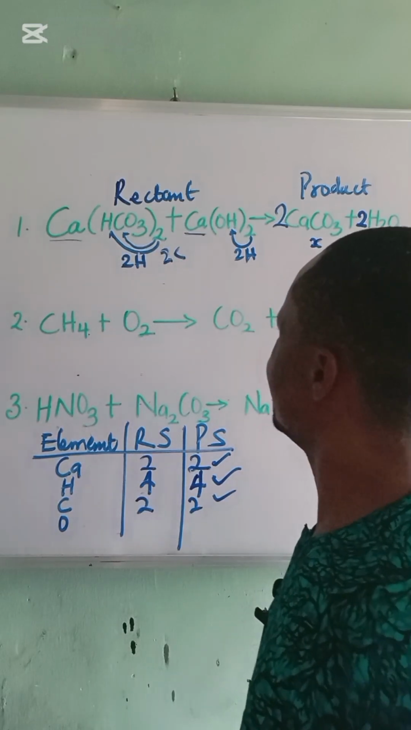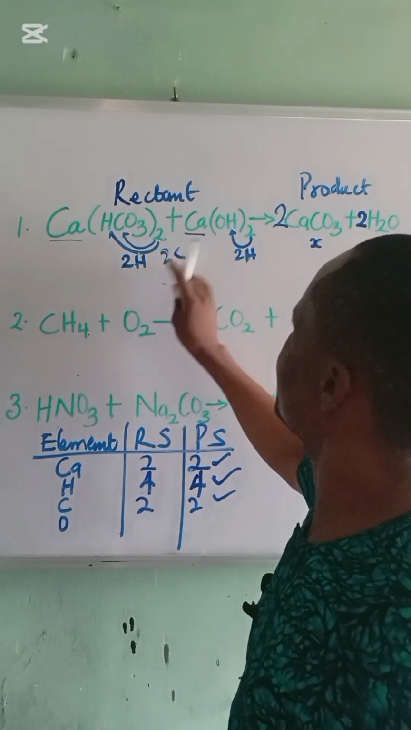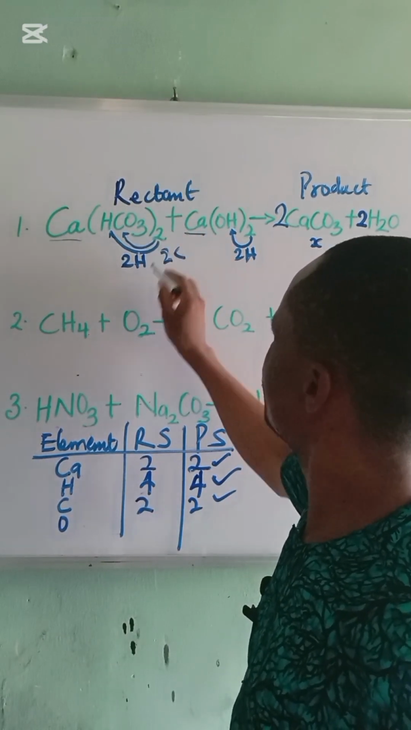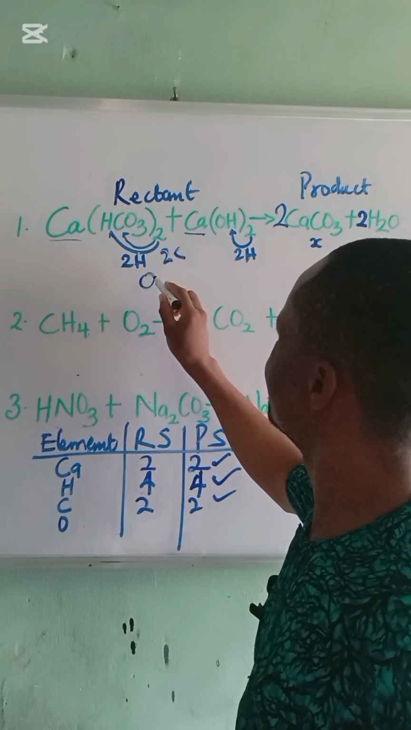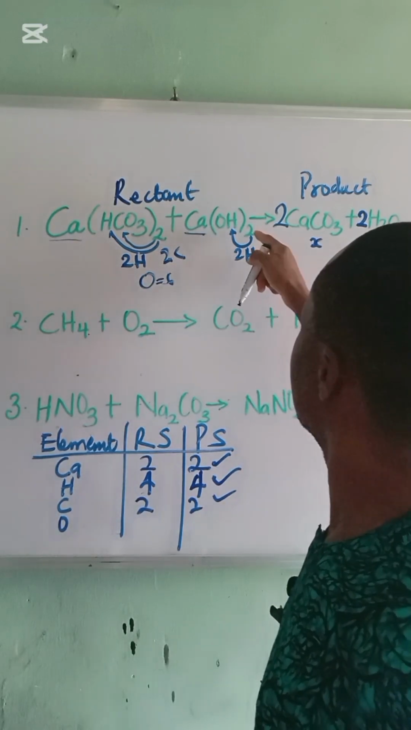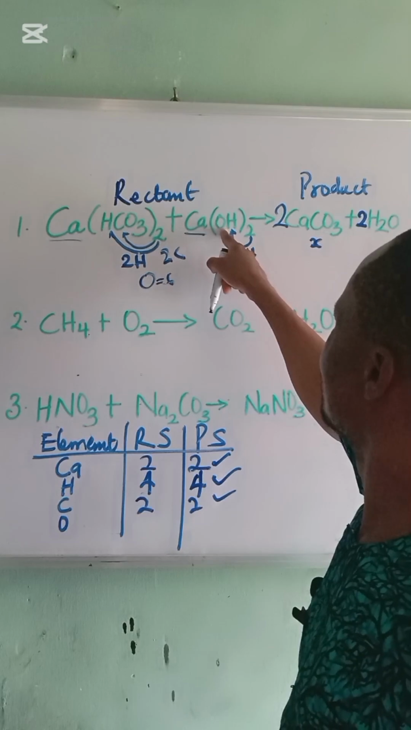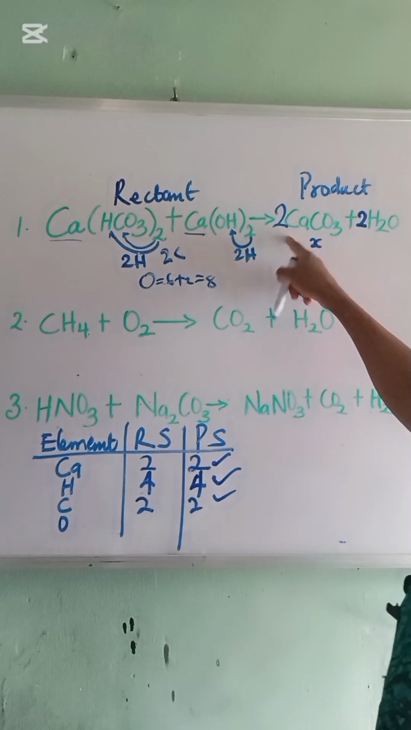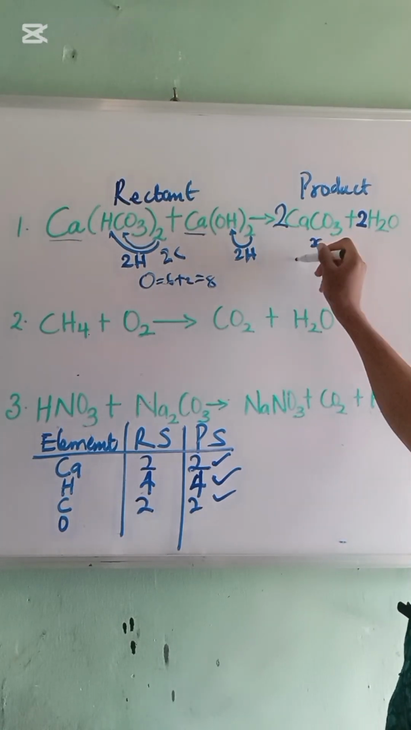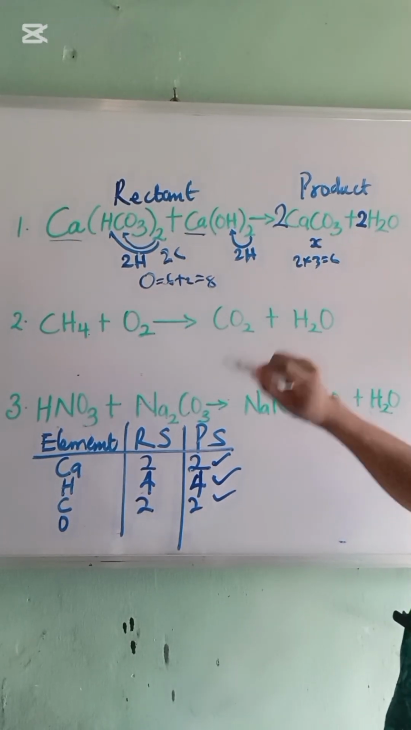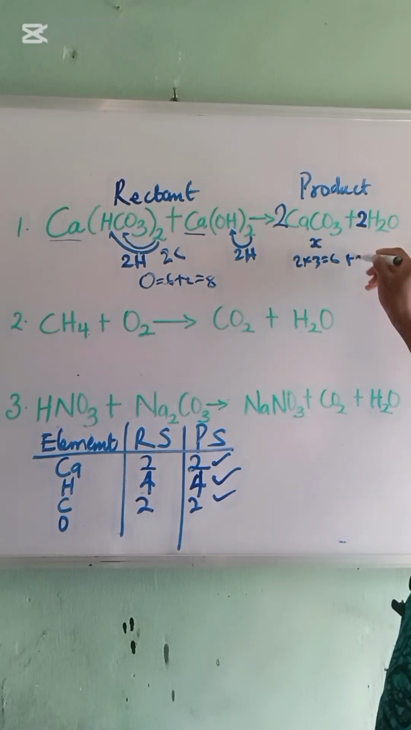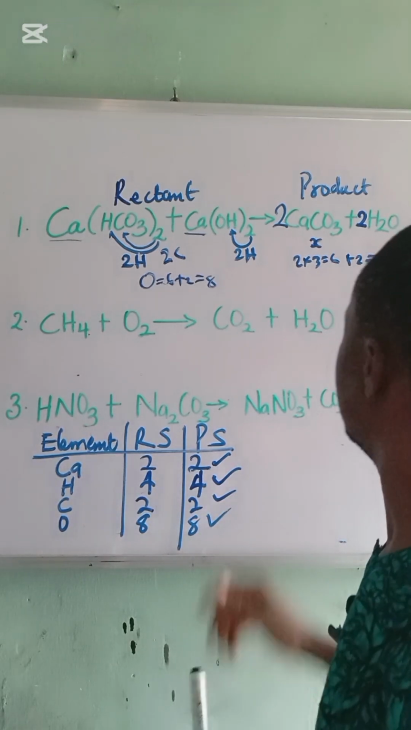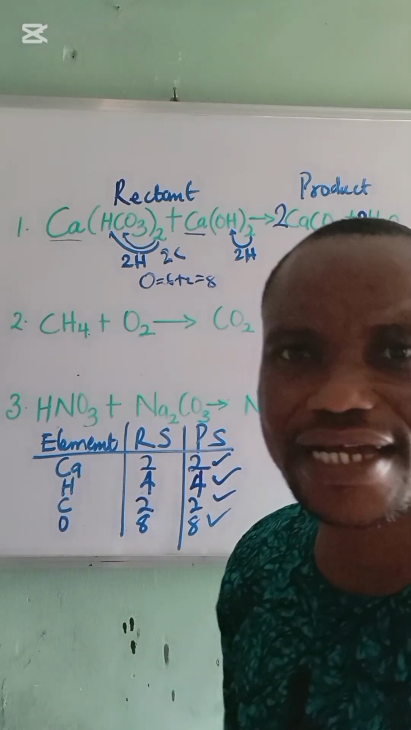Now, let's take the next one, which is oxygen. Oxygen is how many here? 2 times 3 is 6. So here oxygen is 6. Then 2 times 1 here is 2. So plus 2, oxygen is 8. Let's check this side. Oxygen is 3 here times 2. So 2 times 3 is 6, plus 2 times 1 is 2, equals 8. So it is 8 and 8. So the equation is balanced.